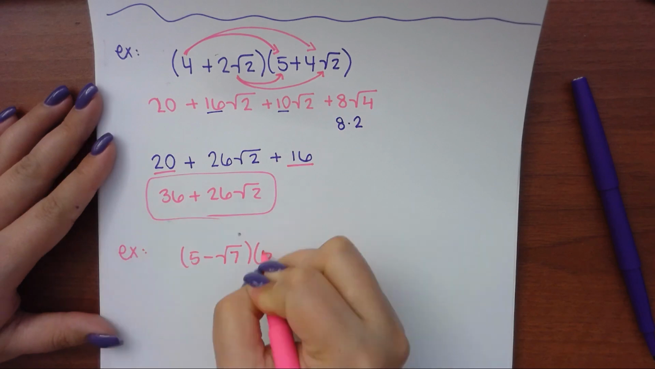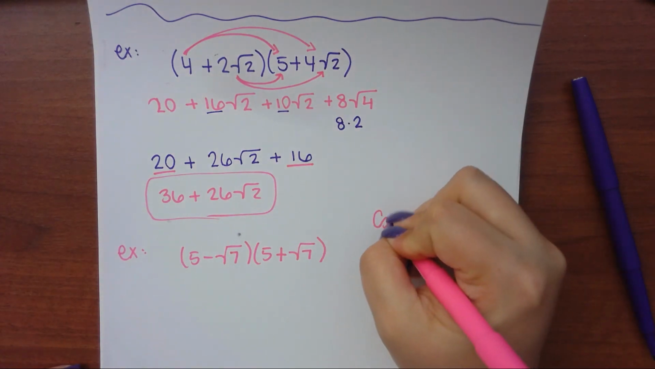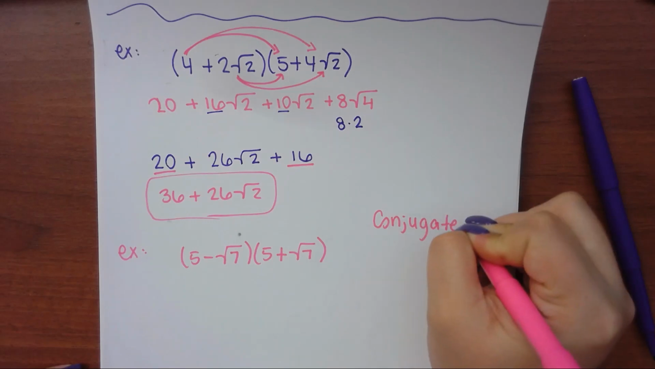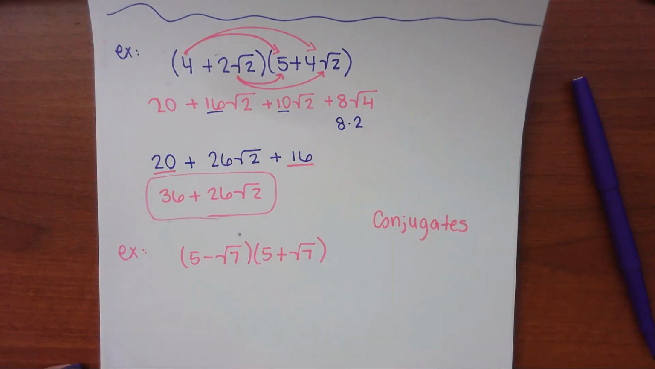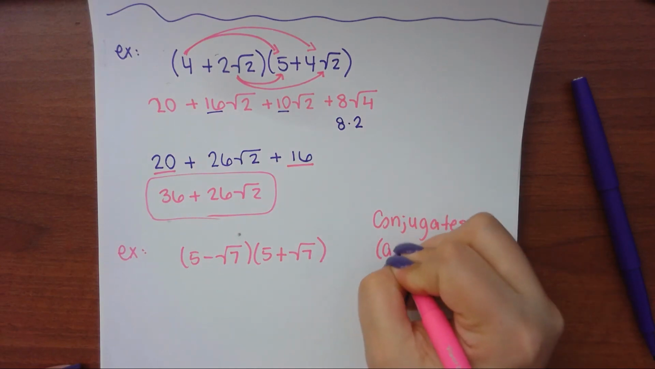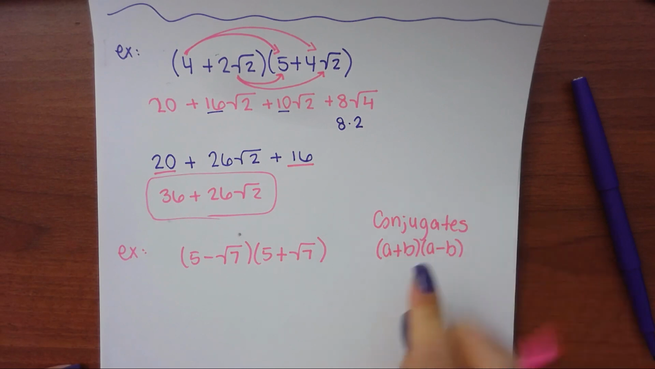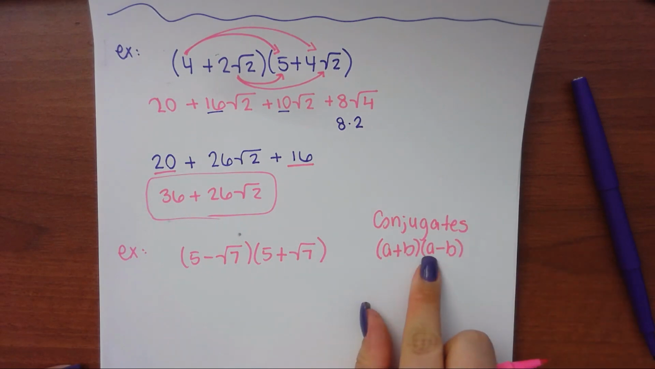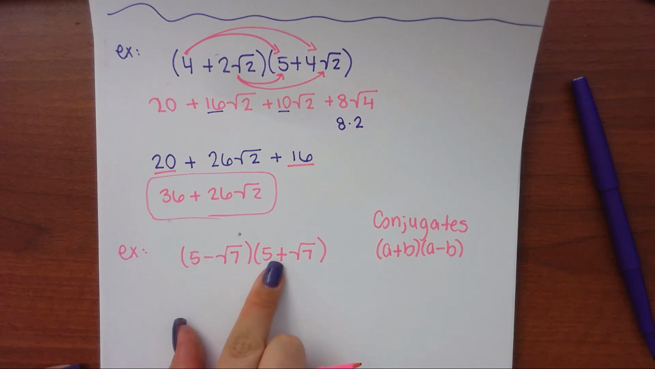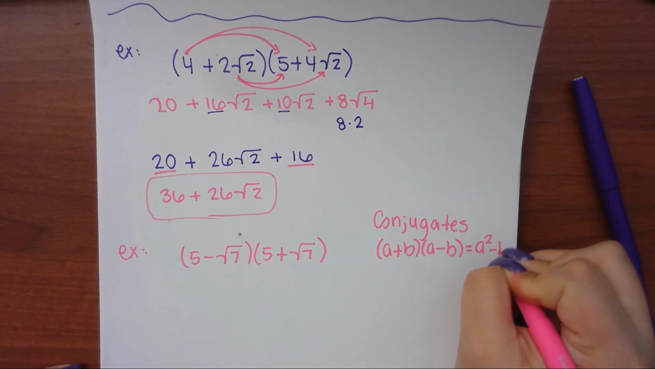Now these are actually a special case. This is called the conjugates. Conjugate literally means that they're the same exact binomial, but one is positive, one is negative. And we actually have seen this in our difference of squares factoring problem. So the conjugates would be like if I have a plus b and a minus b. So you have to have one that is positive and one that is negative for it to work. This actually distributes to a squared minus b squared.